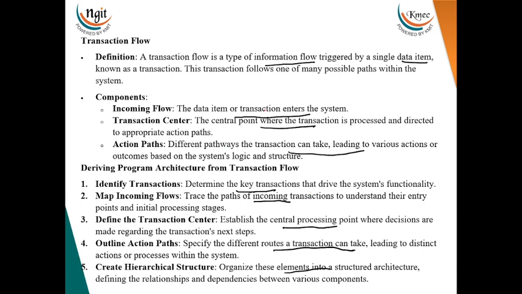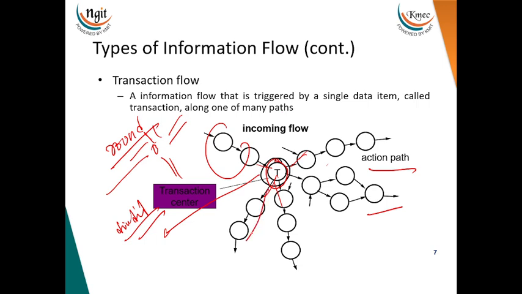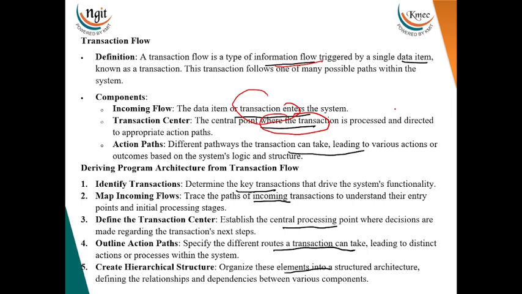So first identify the transaction, how we are going to define the information flows. Then the transaction center, where the transaction is proceeding, the direction of each path, where the transaction goes this way, this way, this way, and what action paths can be taken, which are the important parts. Identify and determine the key transaction, map the incoming transaction to the transaction center, then outline where it goes, what the hierarchical structure is.